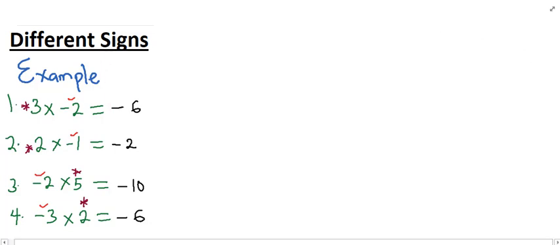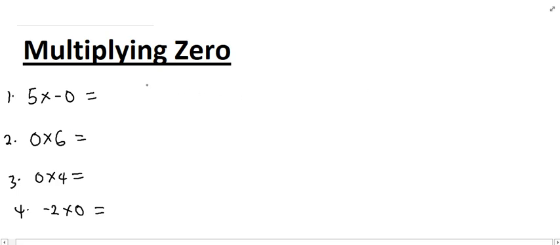Let's progress. Multiplying 0, this is the simplest facet of this class. Whenever a number is multiplied by 0, the answer is 0. And mind you, there is nothing like plus or minus 0. There is nothing like plus 0 or minus 0. Why? 0 is a neutral number.